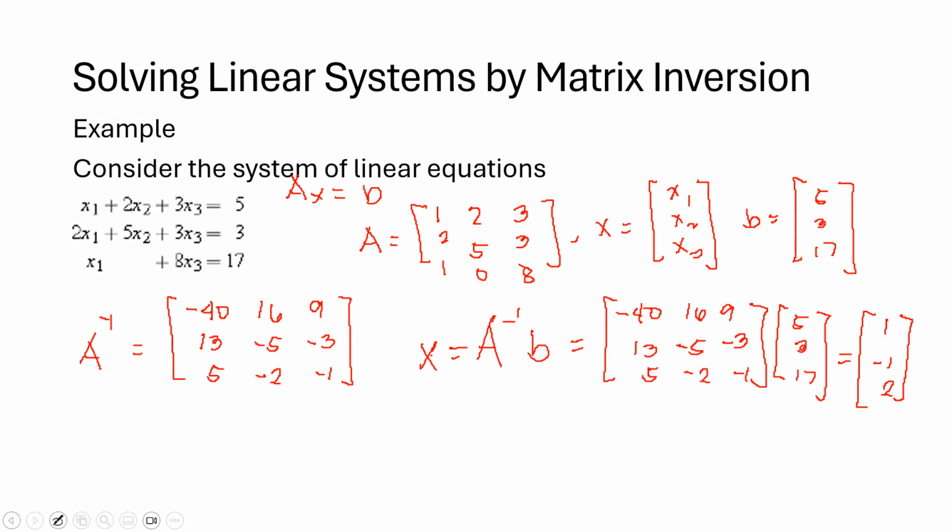In other words, our x sub 1 would be 1, our x sub 2 would be negative 1, and our x sub 3 is equal to 2. So keep in mind that the method for this example only applies when the system has as many equations as unknowns and the coefficient matrix is invertible.